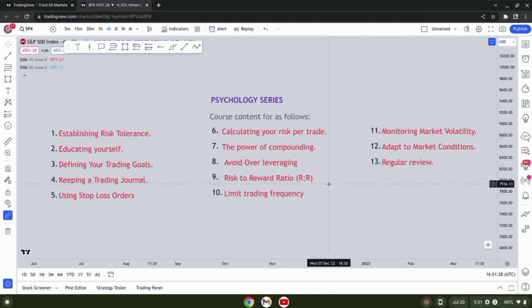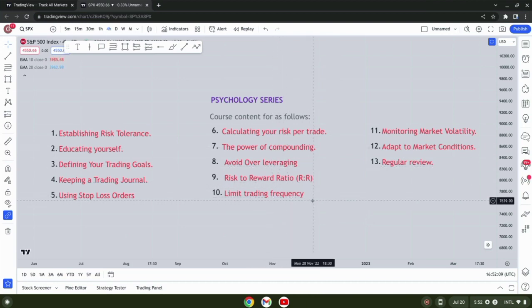Number 9 is risk to reward. We'll see how in every trade you open, there's always a risk. There's a particular amount you are willing to risk, and for every amount you are willing to risk, there should be an amount you are willing to gain. That's what risk to reward simply means. So if I'm willing to risk 1%, then I should be aiming to get something higher, from 2% upward.